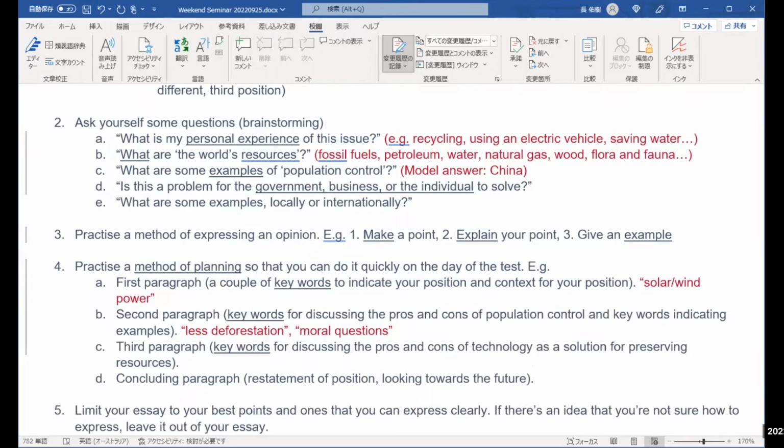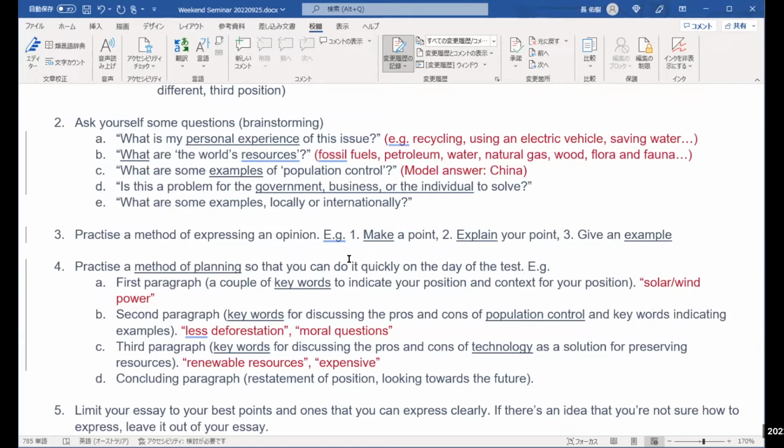Then the third paragraph about technology. Well, what are the pros and cons of using technology to protect the resources of the world? And again, you might have a few ideas about the most important technology. You might talk about renewable resources and things like that. Well, of course, renewable resources are renewable, and we're not using finite resources. But what are the arguments against that? Well, they are expensive to begin with, and maybe not every country has the ability or the size to produce a lot of power immediately.